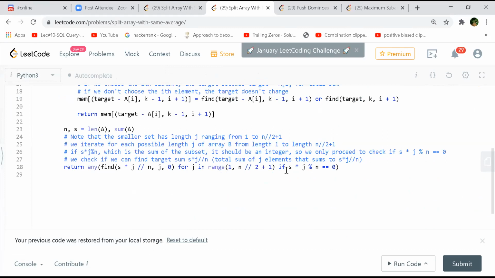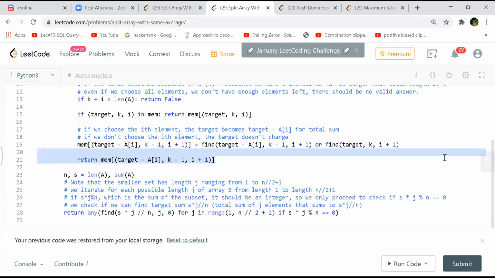You need to check for every combination of s and j that s times j mod n equals 0. That means you shouldn't be left with any remainder. What it is saying is that the sum of the subset should be an integer. So we only proceed to check if this condition is fulfilled. S multiplied by j should be completely divisible by n, the length of the array.